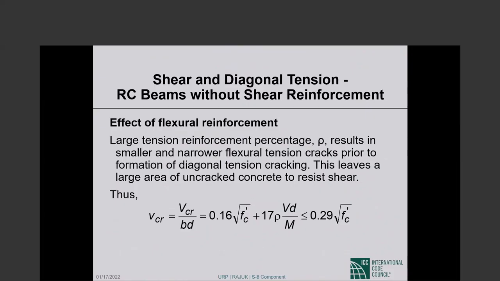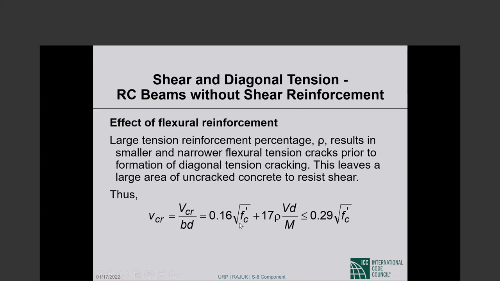Now, we remember we are talking about beams without shear reinforcement, but there is flexural reinforcement, and that flexural reinforcement plays an important role. A large tension reinforcement percentage rho results in smaller and narrower flexural tension cracks prior to formation of diagonal tension cracking. That is common sense, right? This leaves a large area of uncracked concrete to resist shear. So the cracking shear stress, which would be 0.16 square root of f sub c prime if we don't consider this effect, goes up by this expression.